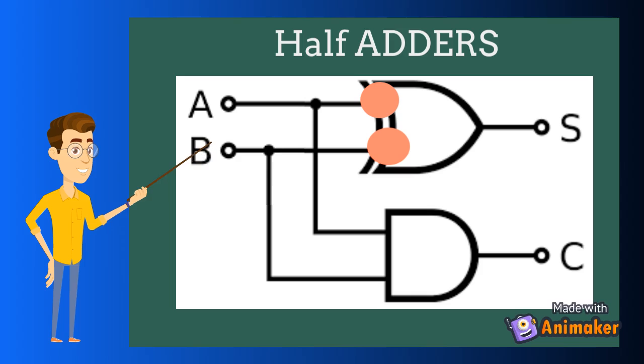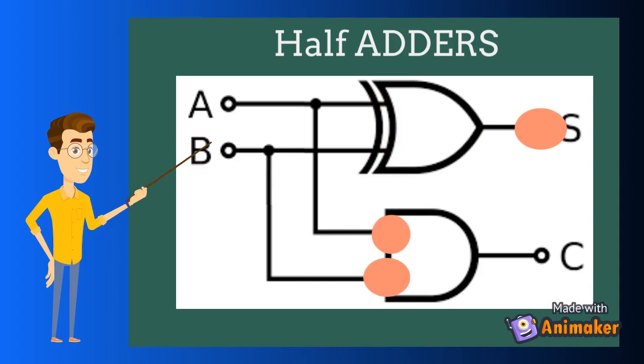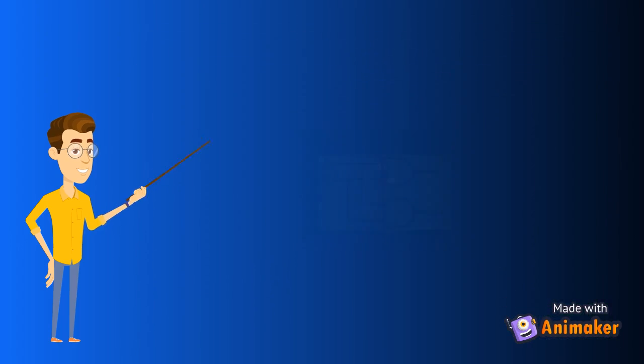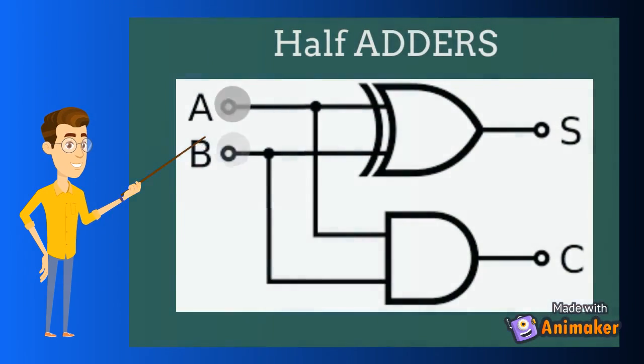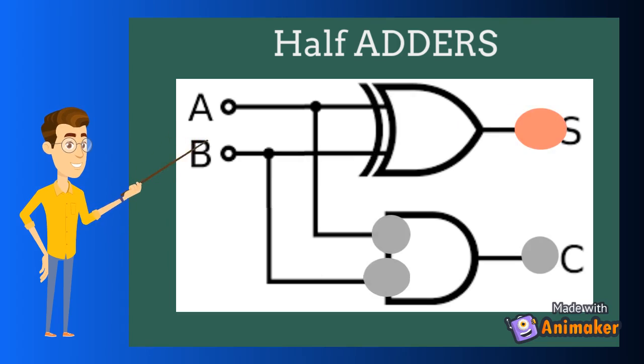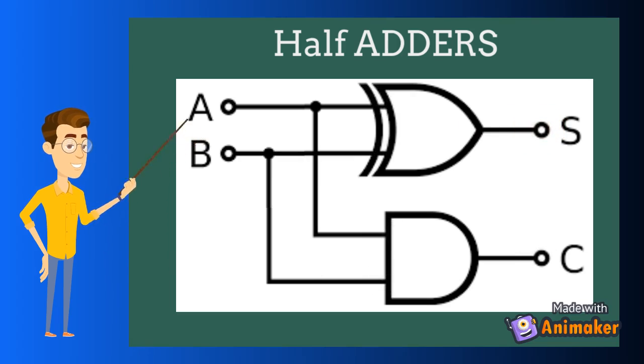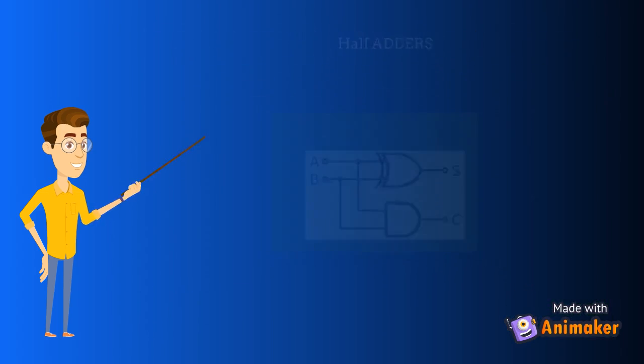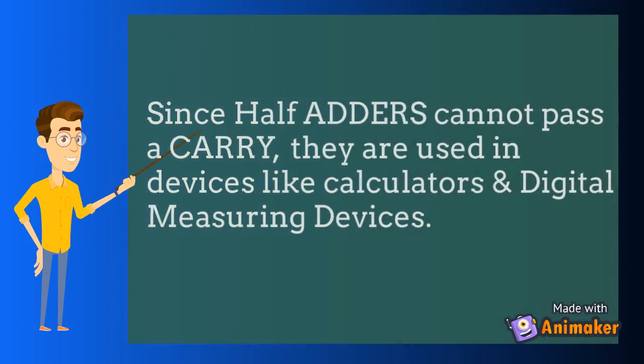The third case involves both the inputs being 0. These inputs go through the gates to produce a sum equals 0 and carry equals 0. Now the last case involves both inputs being 1. These inputs go through the gates to produce sum equals 0 and carry equals 1. After the circuit diagram comes the application part. Half adders are used in calculators and devices like multimeter.